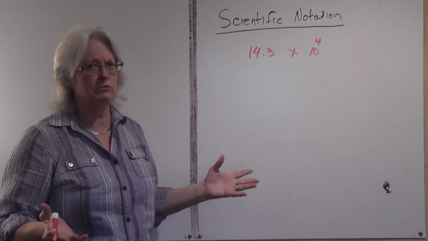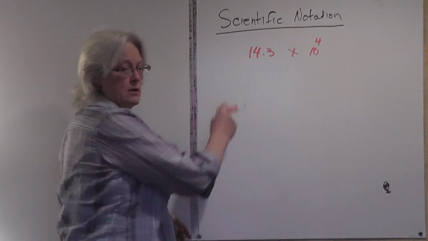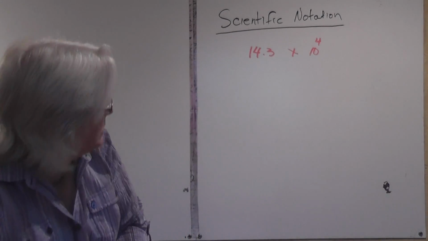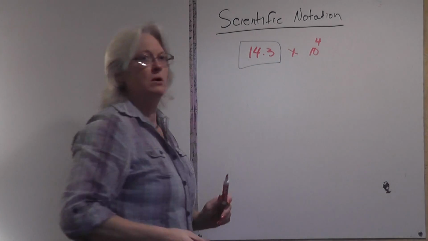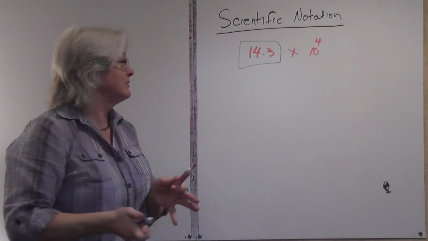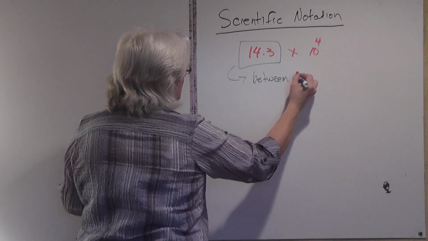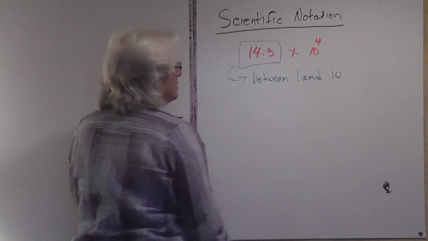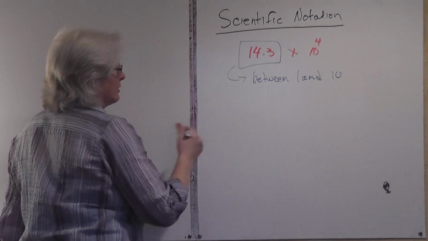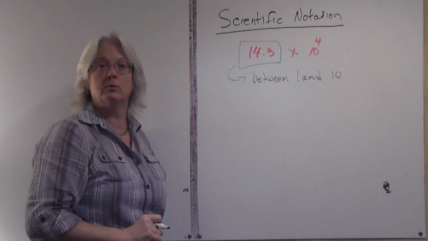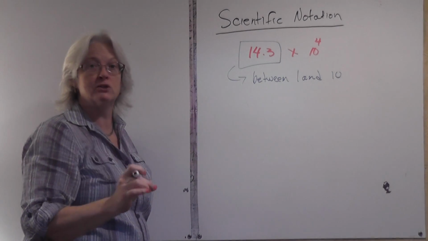And you say, Miss Betsy, it's already in scientific notation. Well, no, it's not, because the 14.3 is not acceptable. What do we need for scientific notation? This number has to be between 1 and 10. Okay? Which is a problem for us because 14.3 is not between 1 and 10. However, it's not hard. We just convert this number into scientific notation first.